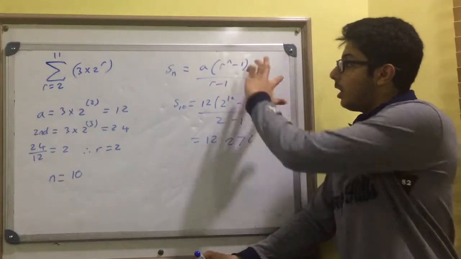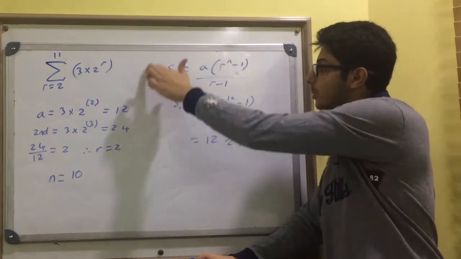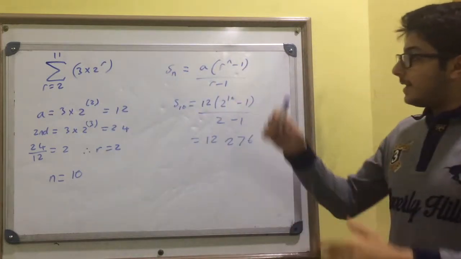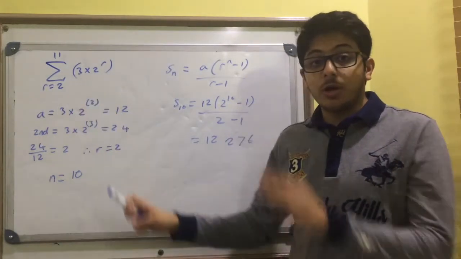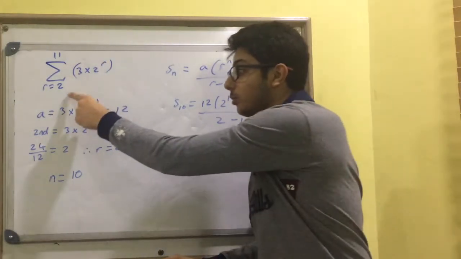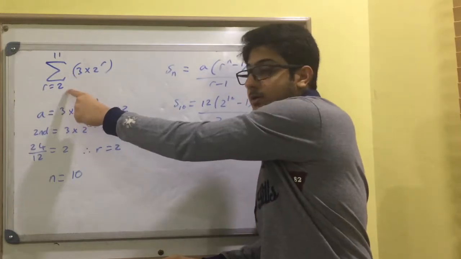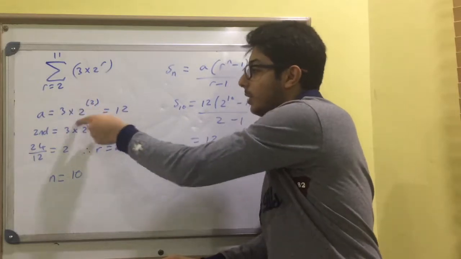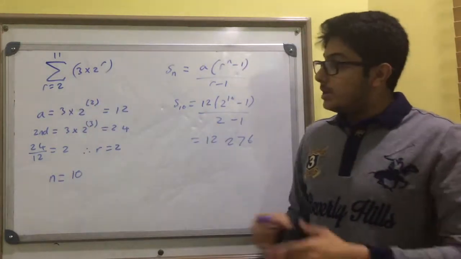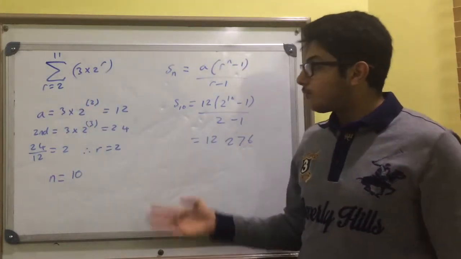Okay. So I'm going to need to use this formula. So what is a? What's the first term? 3 times 2 to the power of r, where r is equal to 2. Not r is equal to 1, r is equal to 2. Alright, it's starting at 2. So to find the first term, we use r is 2, the first value for r. We get 12. Now we need to find the common ratio.